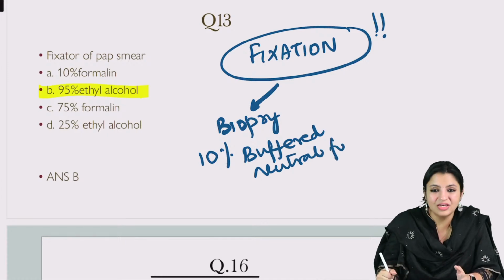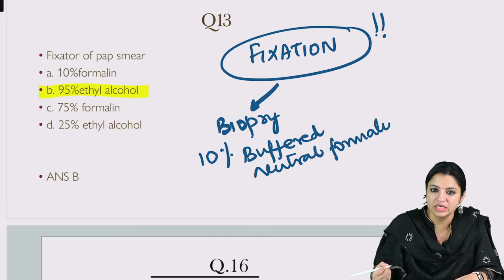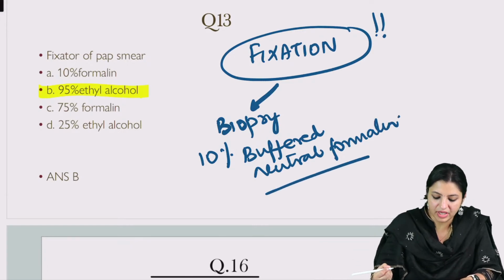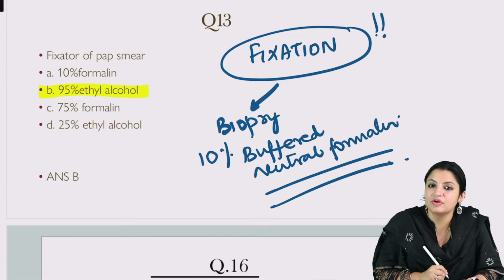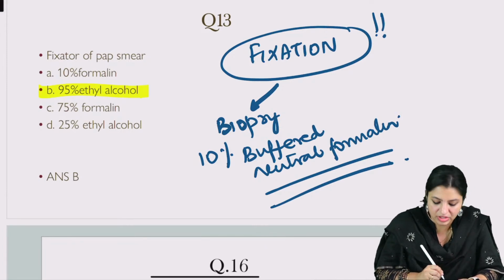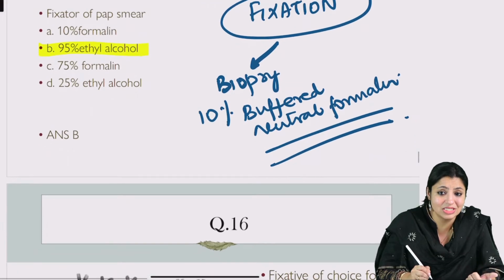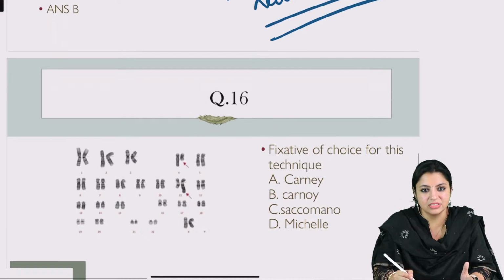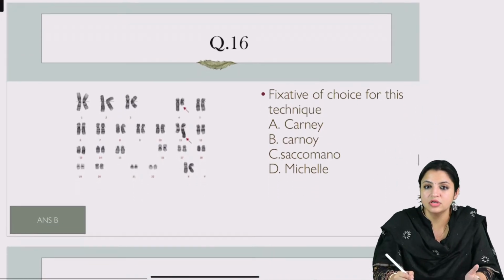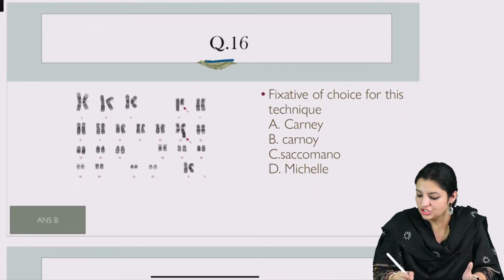So Carnoy's fixative is a fixative for karyotyping. Again, in options they have given Saccomanno fixative. What is Saccomanno fixative? If you compare these two fixatives which we have talked about, Carnoy's fixative is one of the best fixatives for karyotyping. It contains ethyl alcohol 60%. Along with that, it contains chloroform and glacial acetic acid. So that's a fixative for your karyotyping.